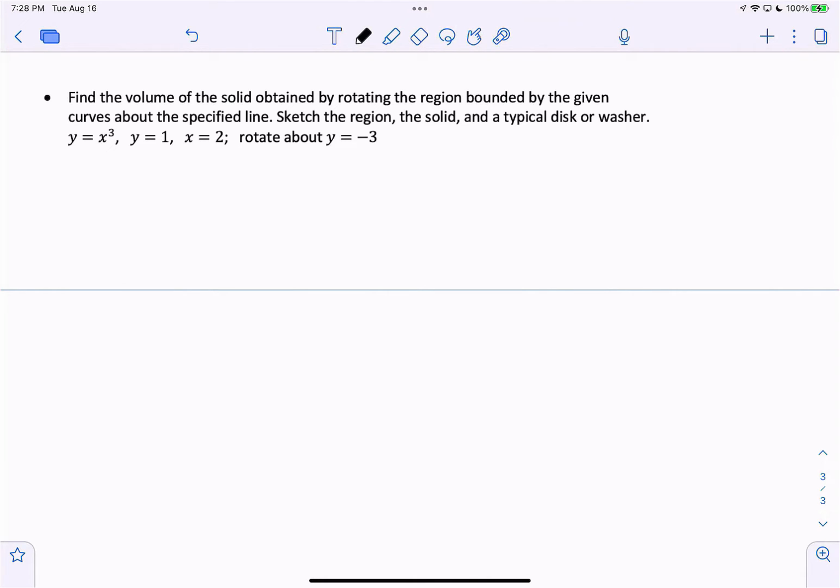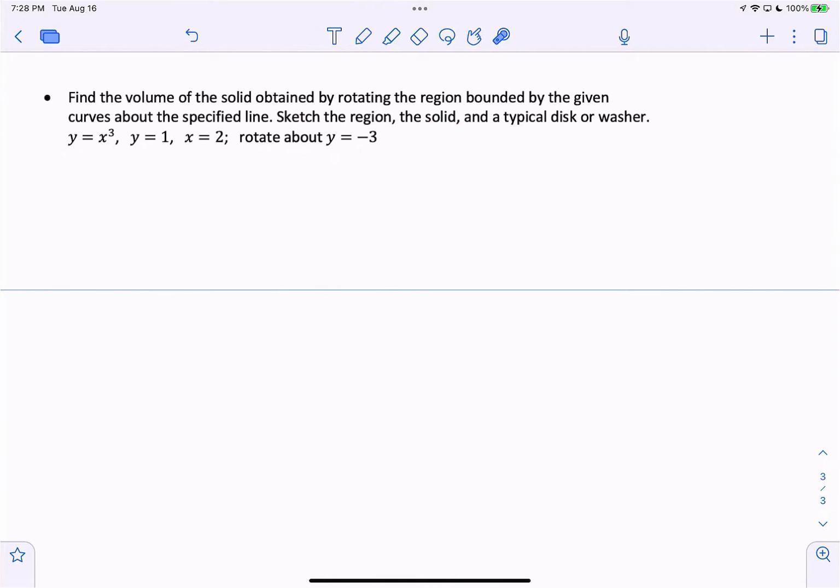We're wrapping it up a bit with this example here. Same instructions as a couple of examples ago. We're going to sketch a region of solid disk or washer. We're going to take the region that's bounded by y equals x cubed, y equals 1, and x equals 2, and we're going to rotate it about the line y equals negative 3. So of course this is different because we're not rotating it about a coordinate axis.